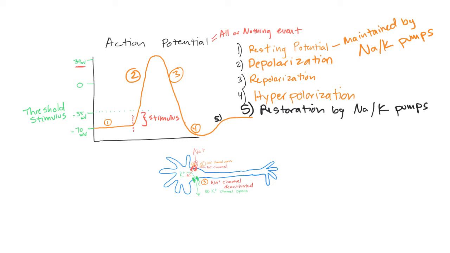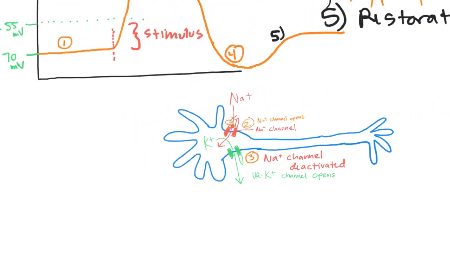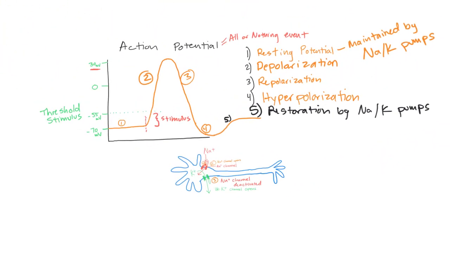And then you're at the resting potential again. All right, well, this action potential, like we said, is an all or nothing event. If we were to give these different colors, let's say the resting potential is red, depolarization is blue, repolarization is orange, and hyperpolarization is green.